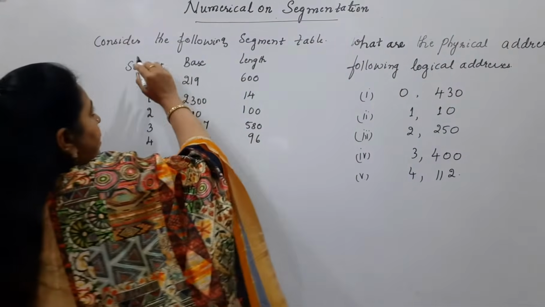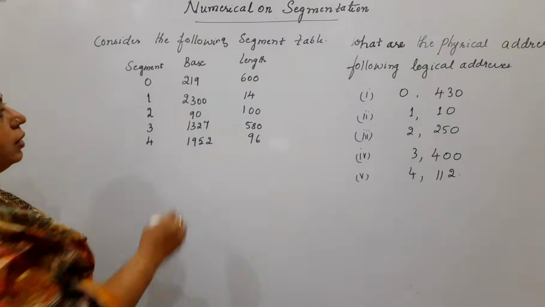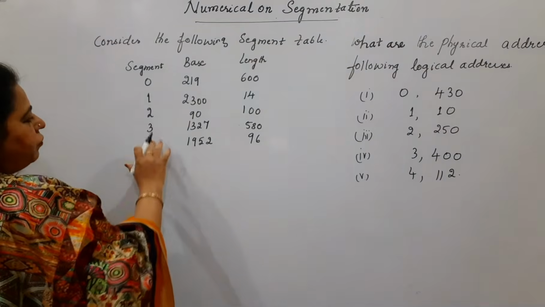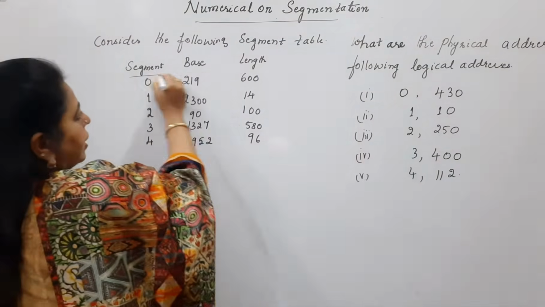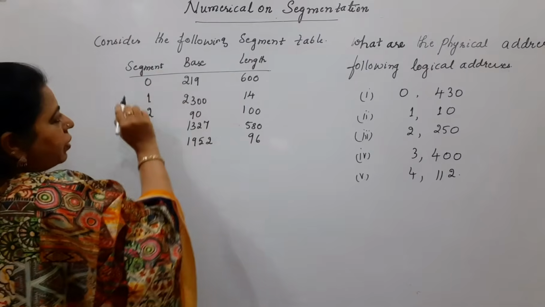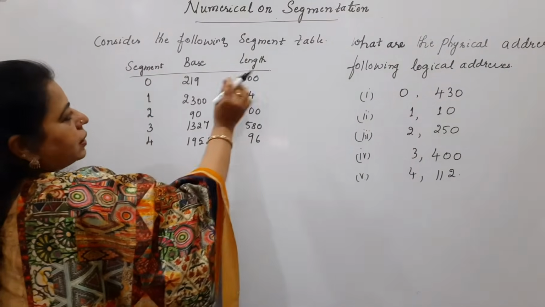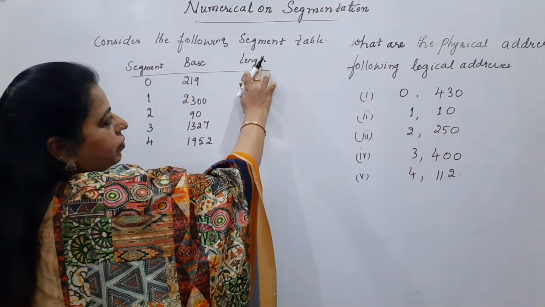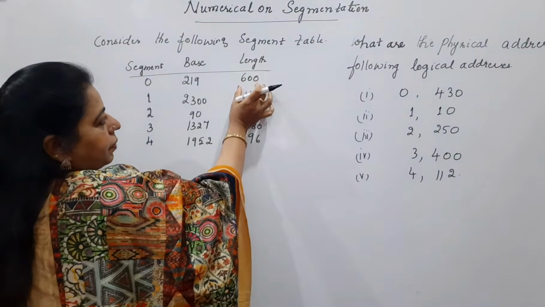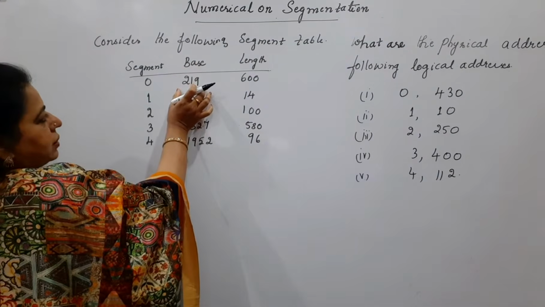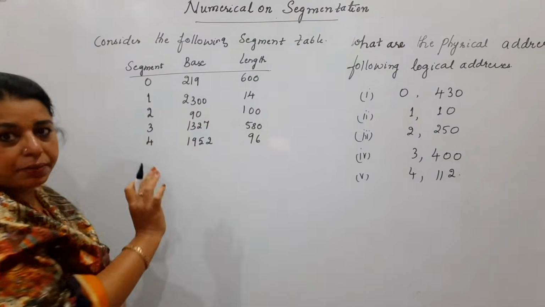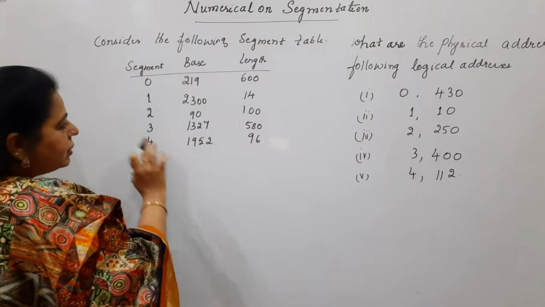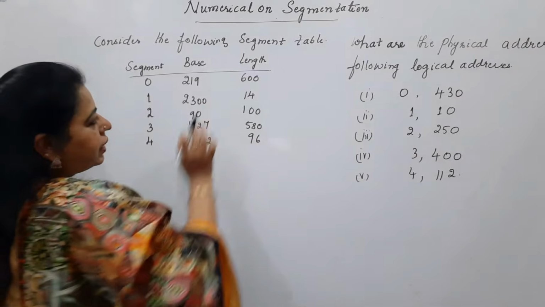The question states: consider the following segment table, wherein they have given 5 segments: 0, 1, 2, 3, 4. These are the segment numbers. Also given, for each segment, is the base address and the size of that particular segment. Size, or sometimes the word length, means the same. Here the length of the segment is 600 and the base address is 219. Like this they have given for 5 segments. The base address means the starting address from where this segment starts in the memory, and the other value is the size of the segment.